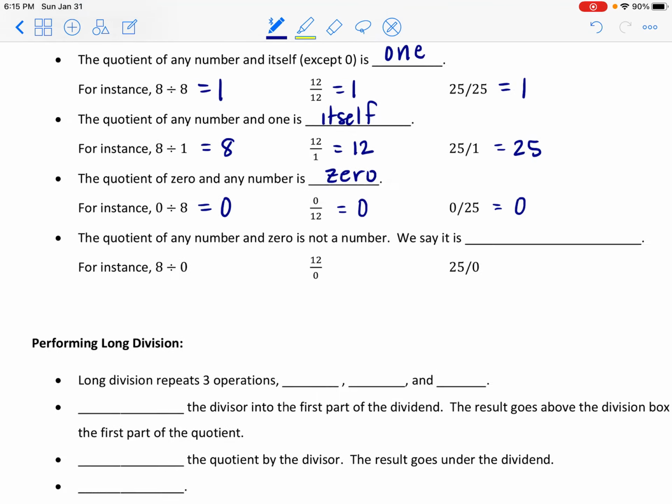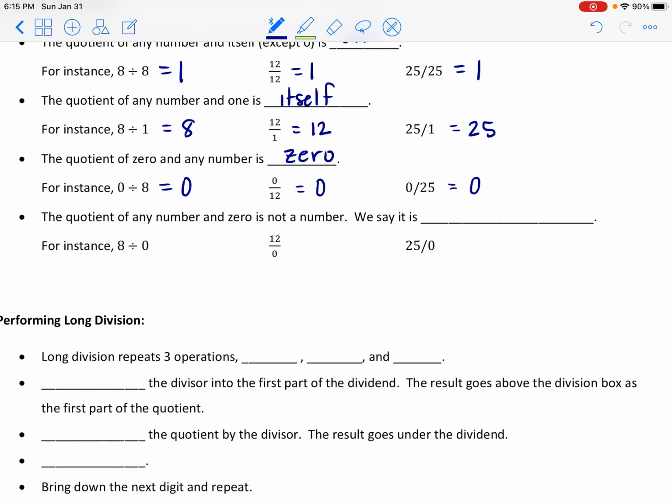Now if we try to reverse that, if I try to find the quotient of any number and 0, so not 0 and then any number, but the reverse, if I take any number and try to divide it by 0, that is not an actual number.